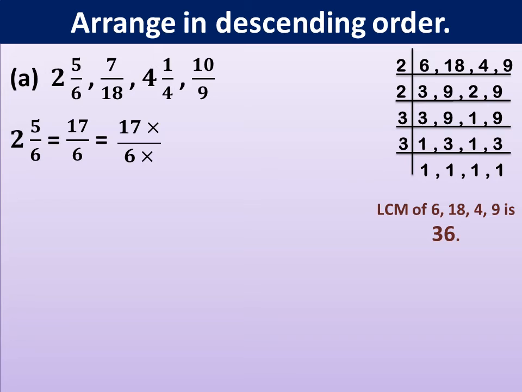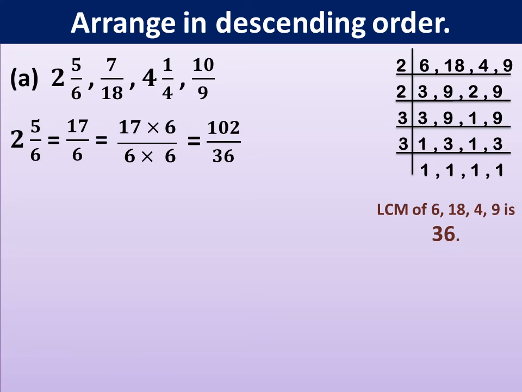Which digit will you multiply to bring 36 in the denominator? Yes, the answer is 6 because 6 6s are 36. So we multiply numerator and denominator by the same number 6. So 17 6s are 102 and 6 6s are 36. So the fraction is 102 upon 36.